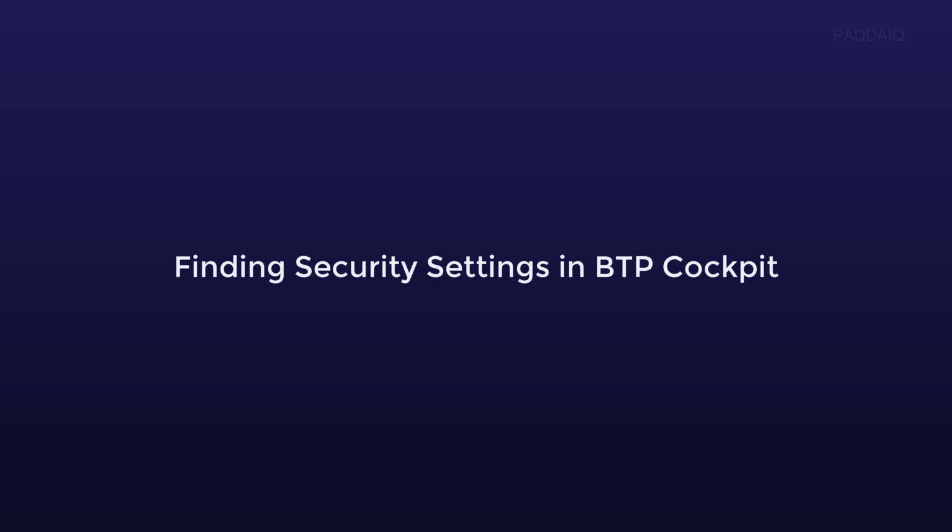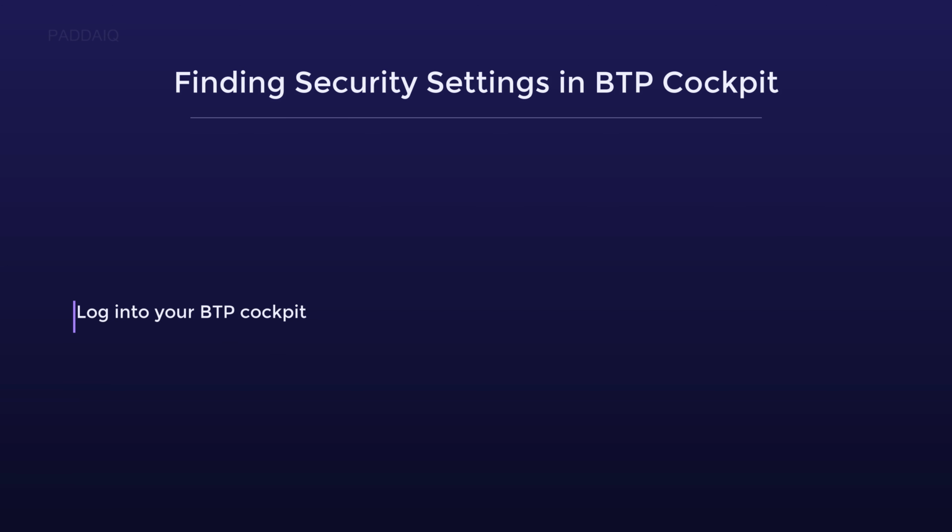Locating security settings in the BTP cockpit. Log into your BTP cockpit. This means accessing the central web interface where you manage your cloud services. For example, as an administrator, you open your browser and sign in with your company credentials to begin configuring applications. This initial step is essential for all subsequent security configurations.